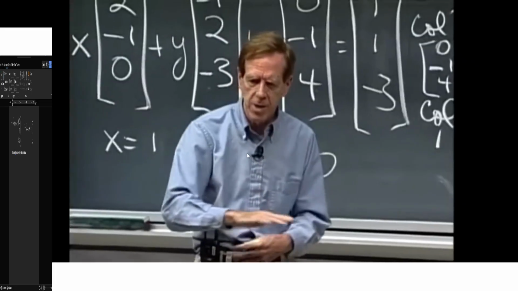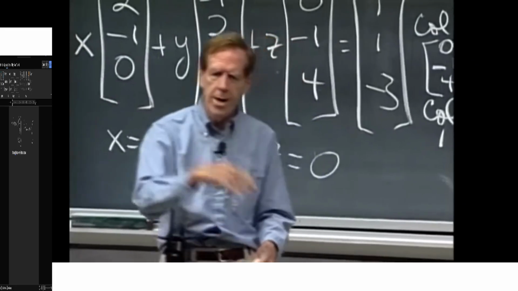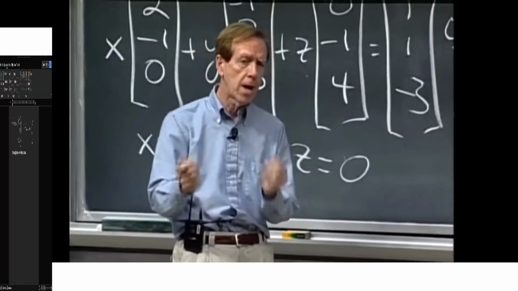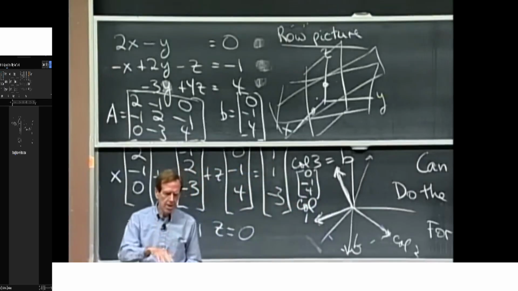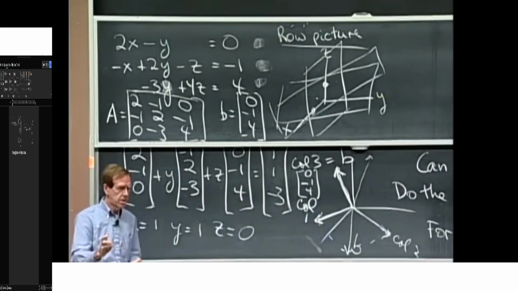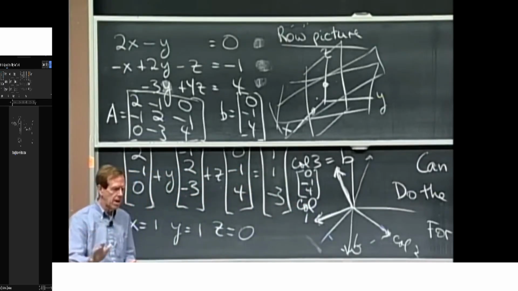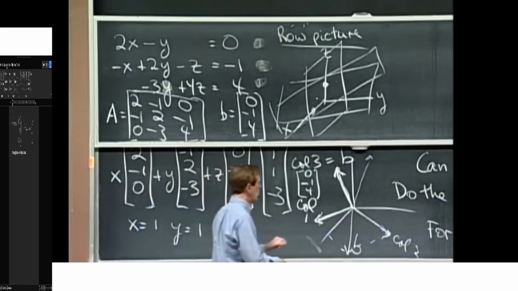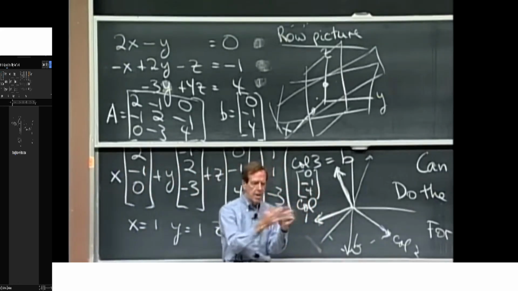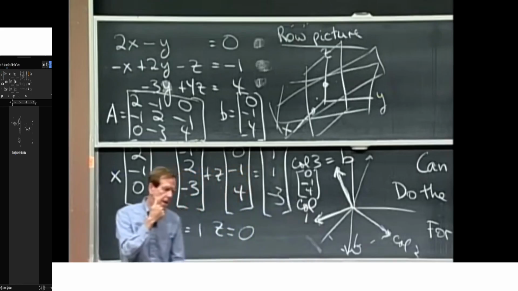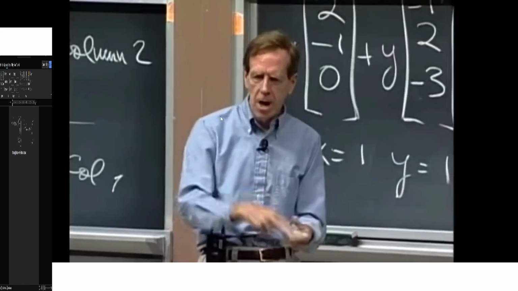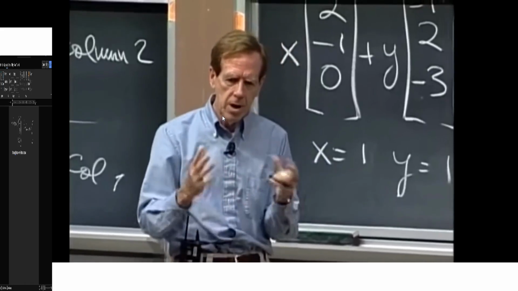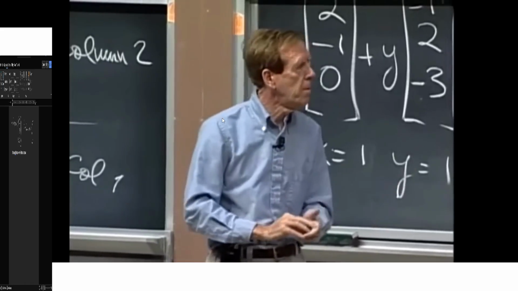All the combinations are in the plane, and the only right-hand sides B that I could get would be the ones in that plane. So I could solve it for some right-hand sides when B is in the plane, but most right-hand sides would be out of the plane and unreachable. So that would be a singular case. The matrix would not be invertible. There would not be a solution for every B.